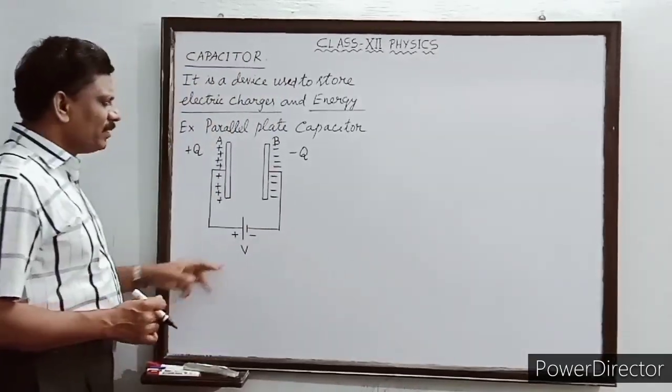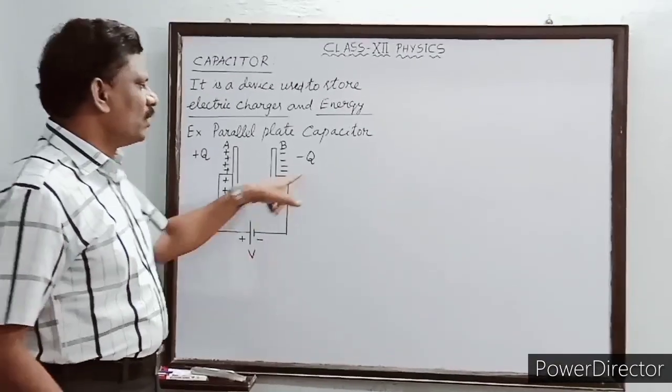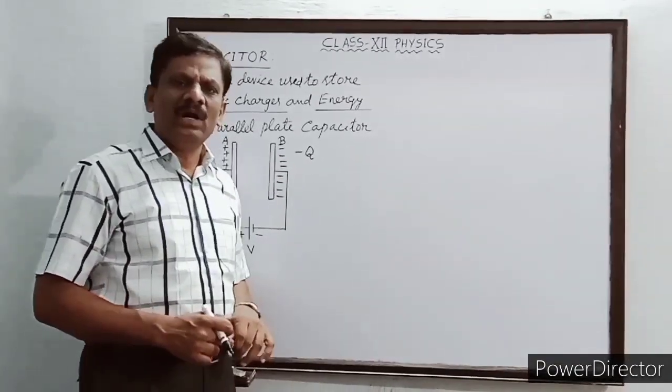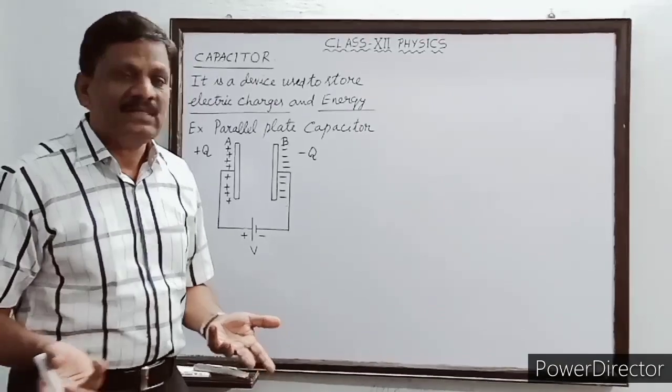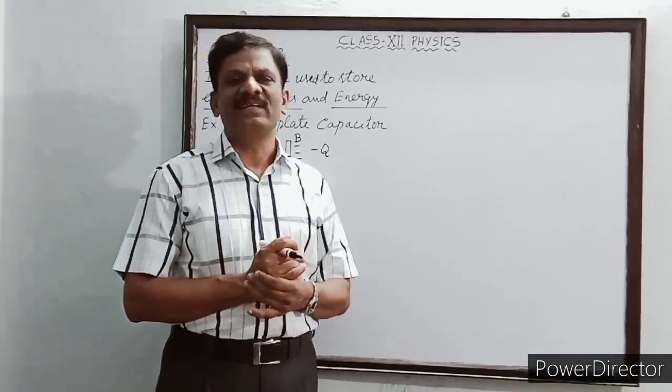And if you increase the potential difference V, then the quantity of charge Q also can be increased. So there is a direct dependence of Q on V. Understand?